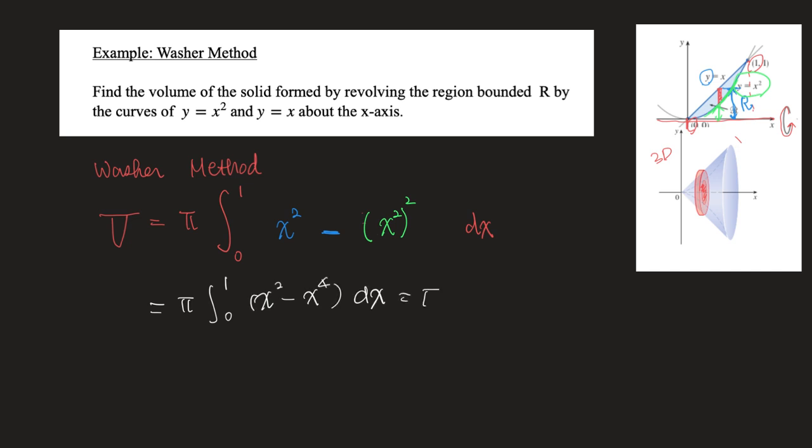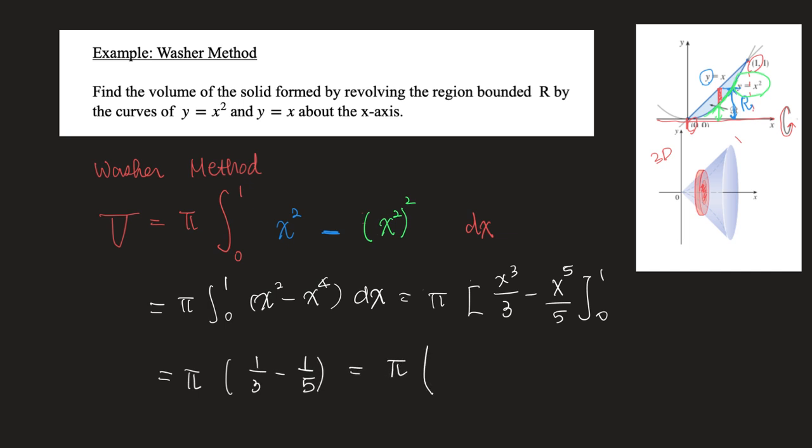You're going to find the antiderivative, with pi, from 0 to 1. The antiderivative is x cubed over 3 minus x to the fifth over 5, from 0 to 1, and you find this volume. 1 over 3 minus 1 over 5, times pi. With a common denominator of 15, that's 5 minus 3, which is pi times 2 over 15. So the answer is 2 pi over 15. That's the volume of this 3D object.